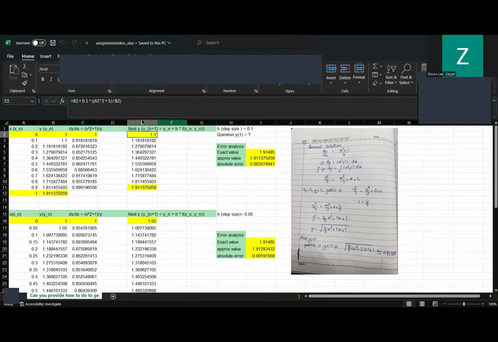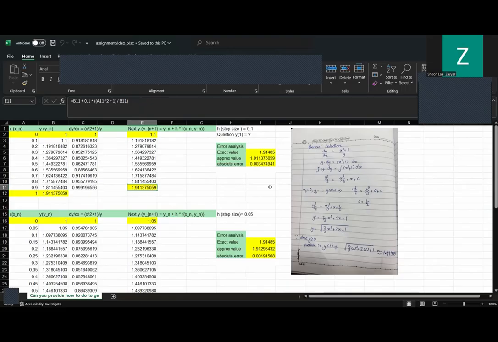Then how do we get the next y value? I use the formula that I just derived. Then I just substitute the values that I need, like y0 plus h times the slope. Now, after going through all these steps using the formulas, I get the final values of y.